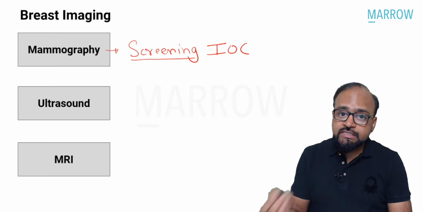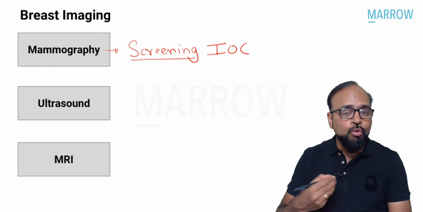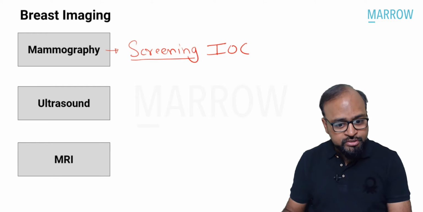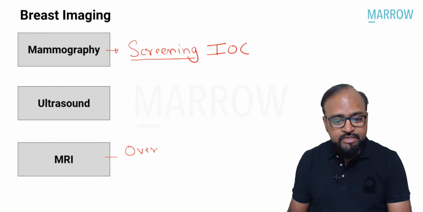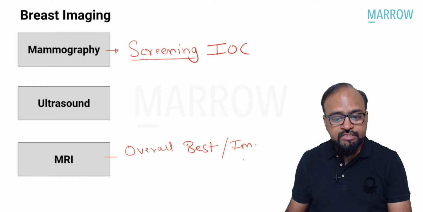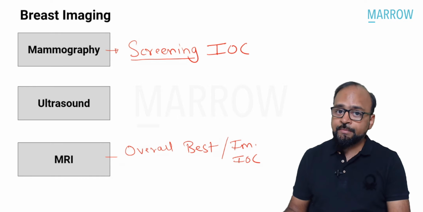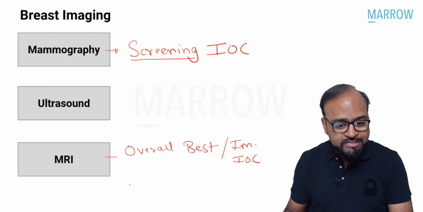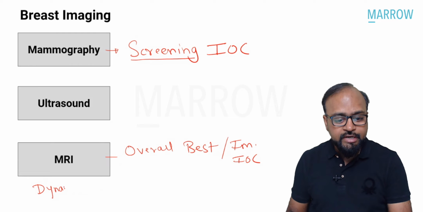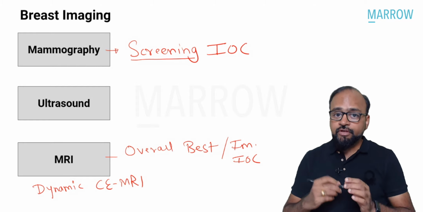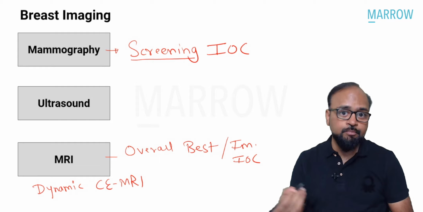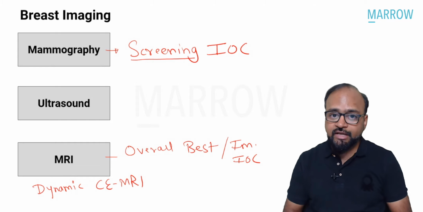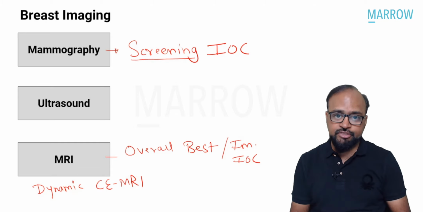If you don't see the word screening, and if they ask you what is the overall best imaging investigation of choice, then the overall best imaging investigation of choice is MRI. A specific type of MRI is done in breast imaging. What is that? We have discussed this in our routine videos. It is called dynamic contrast enhanced MRI, where various contrast enhancement pattern curves are plotted, and based on these curves, the final diagnosis of a benign, indeterminate, or a malignant lesion can be made.